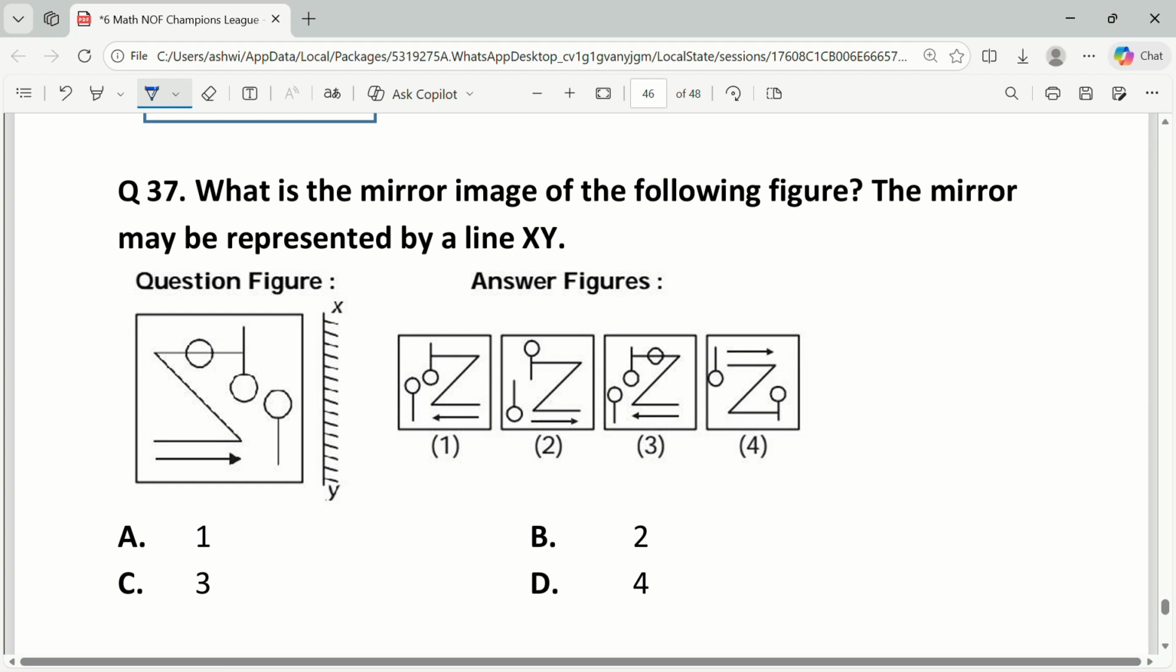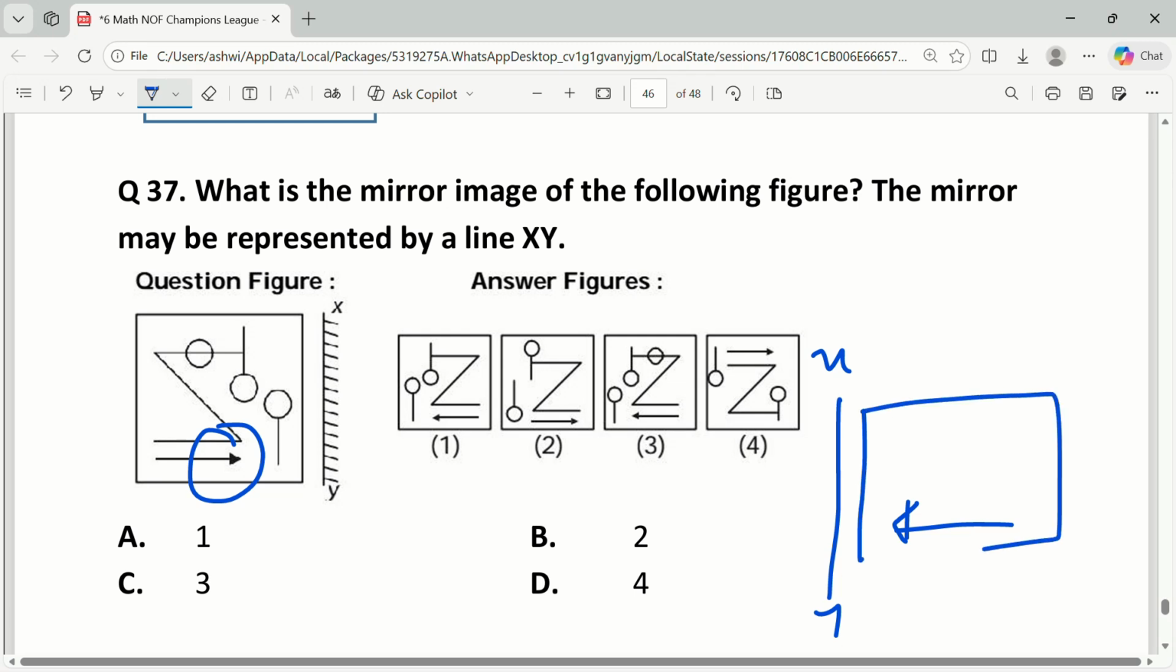Question 37. What is the mirror image of the following figure? The mirror may be represented by the line XY. Comparing with the answer figures and the question figure, we can see that the arrow is pointing towards the mirror. So the mirror image will have the arrow pointing towards the mirror. Say this is the mirror XY and this is the box. Comparing with the options, 2 and 4 do not have their arrows pointing towards the mirror.